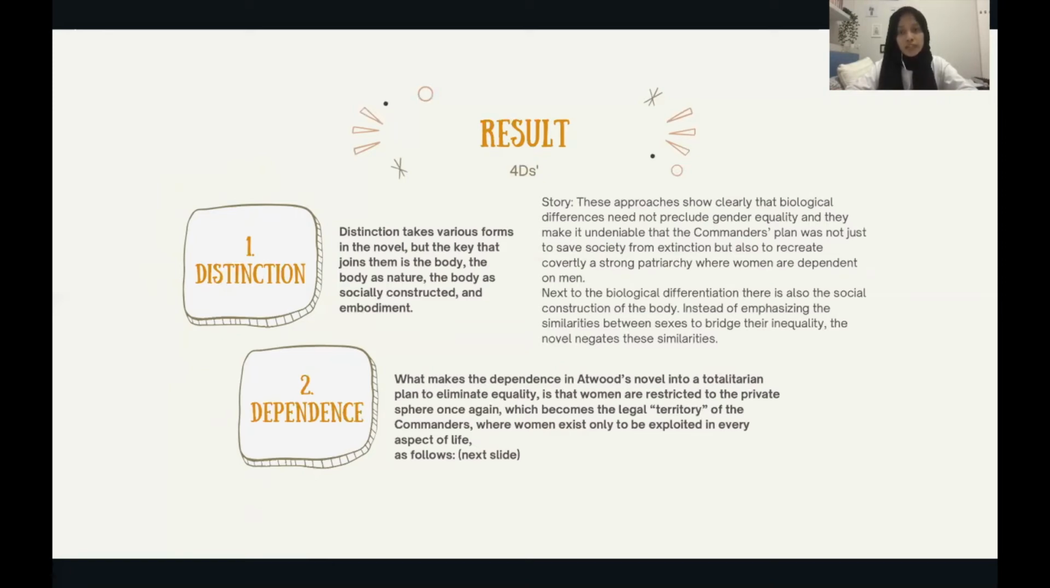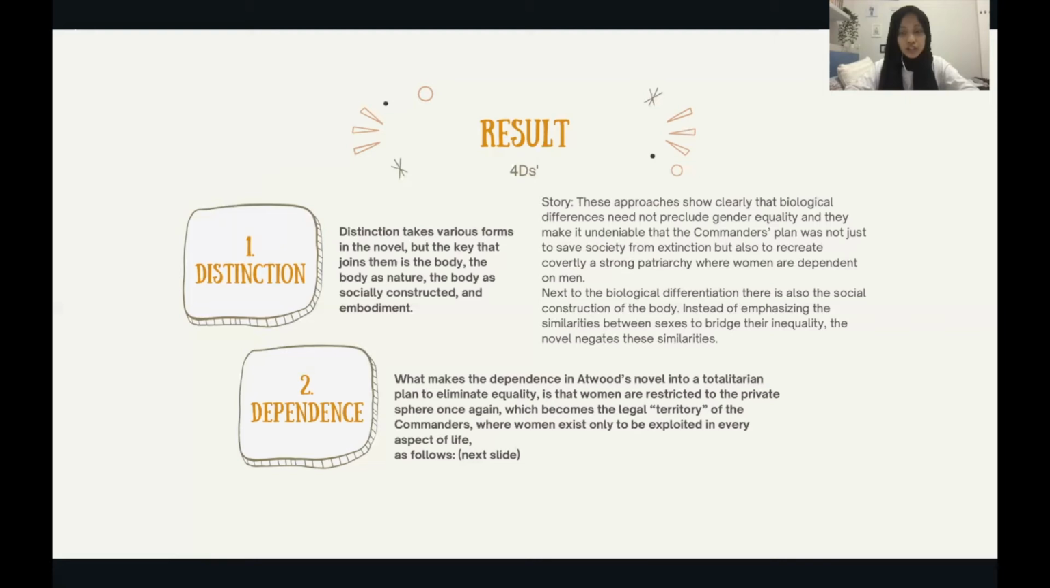In the story, these approaches show clearly that biological differences need not preclude gender equality, and they make it undeniable that the commander's plan was not just to save society from extinction, but also to recreate covertly a strong patriarchy where women are dependent on men.